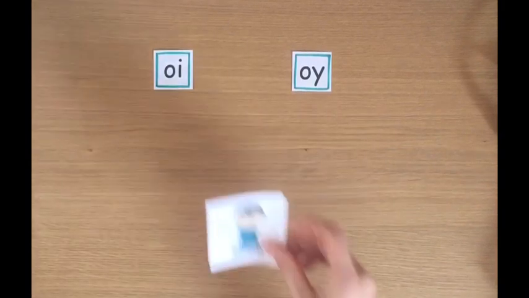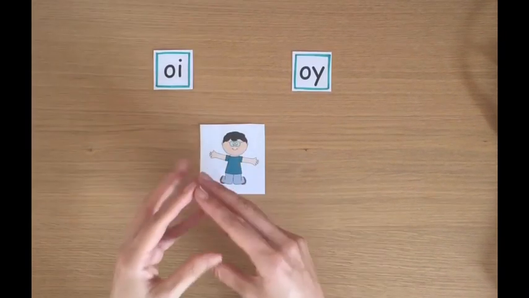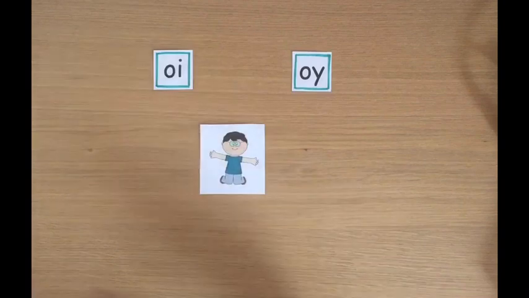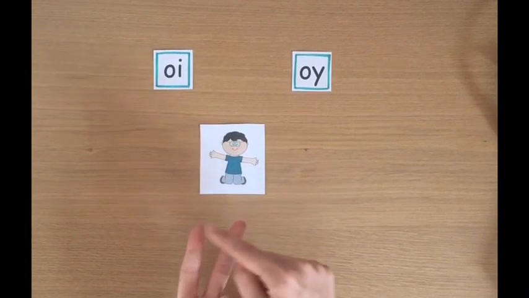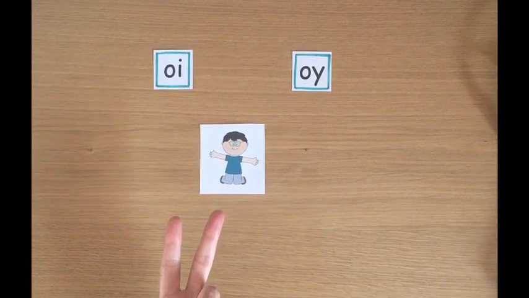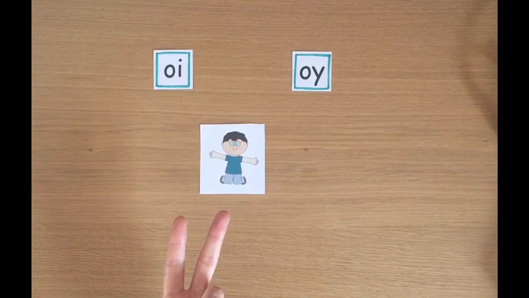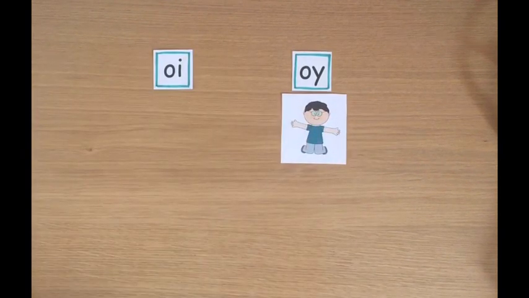So first word, this is a boy. Boy. So let's stretch it out. Boy. On your fingers. B. Oi. There's only two sounds in this word. B. Oi. Where's the oi sound? It's at the end. So boy goes on this side.